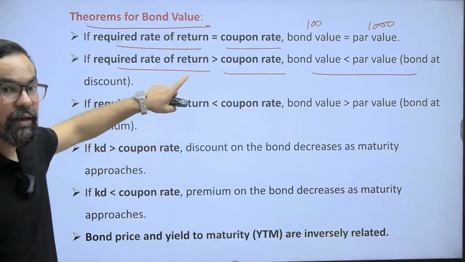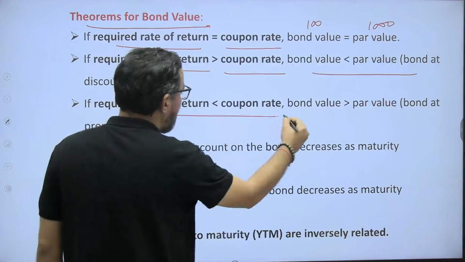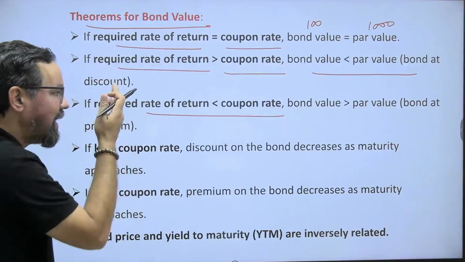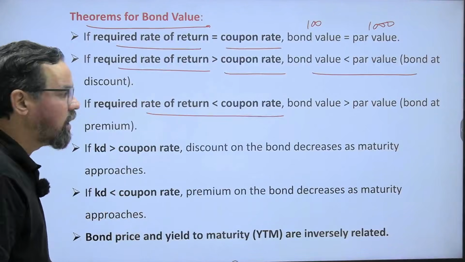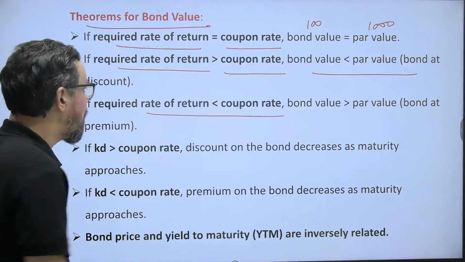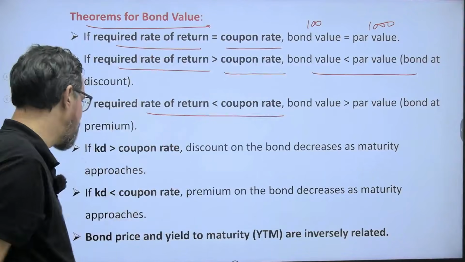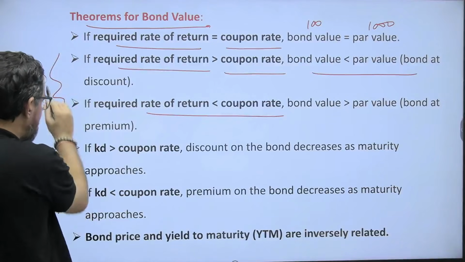So that current yield, your required rate... If the required rate of return is less than the coupon rate, the bond value will be higher than the par value. Okay? So it's a case of premium. Okay? So this is a case of discount and this is a case of premium. So which is mentioned here with this one. Okay? Same thing which is mentioned here.